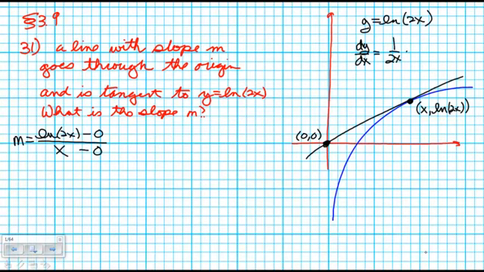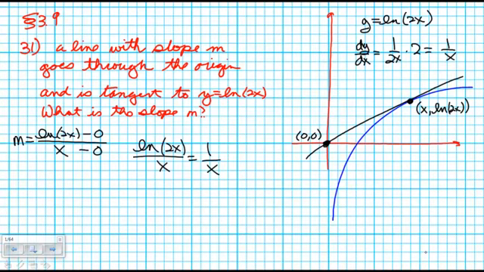1 over 2x, the reciprocal, times 2 from the chain rule, which is 1 over x. Now, what are we asking for? We would like the situation where the line is tangent to the curve. We want that slope to be equal to that derivative. We want to know when it is that natural log 2x over x is equal to 1 over x. When is the slope of the line equal to the derivative of the curve?